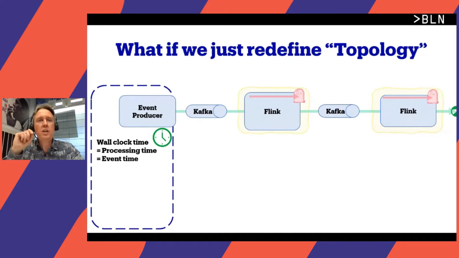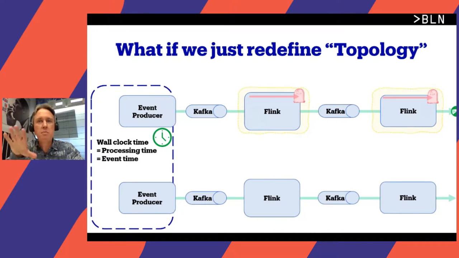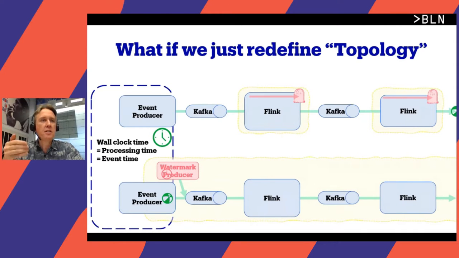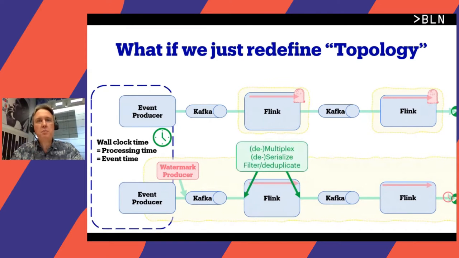So what if we look at it slightly differently? What if we have the same set of applications, but now we see this as the topology? And we call our event generator a watermark producer. Then we can say that the watermarks are created at the same timestamp as the wall clock time, processing time, and event time as the data, and they are thrown into Kafka as well. And if they then go through the data stream, it's more like this. They are simply demultiplexed and multiplexed, deserialized and serialized every time they go in and out of a Flink component.